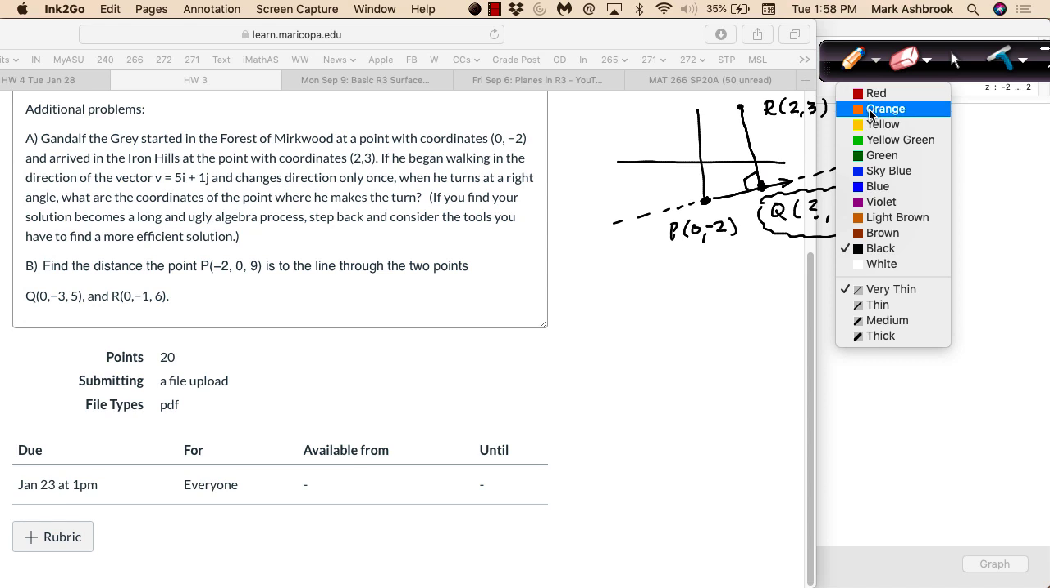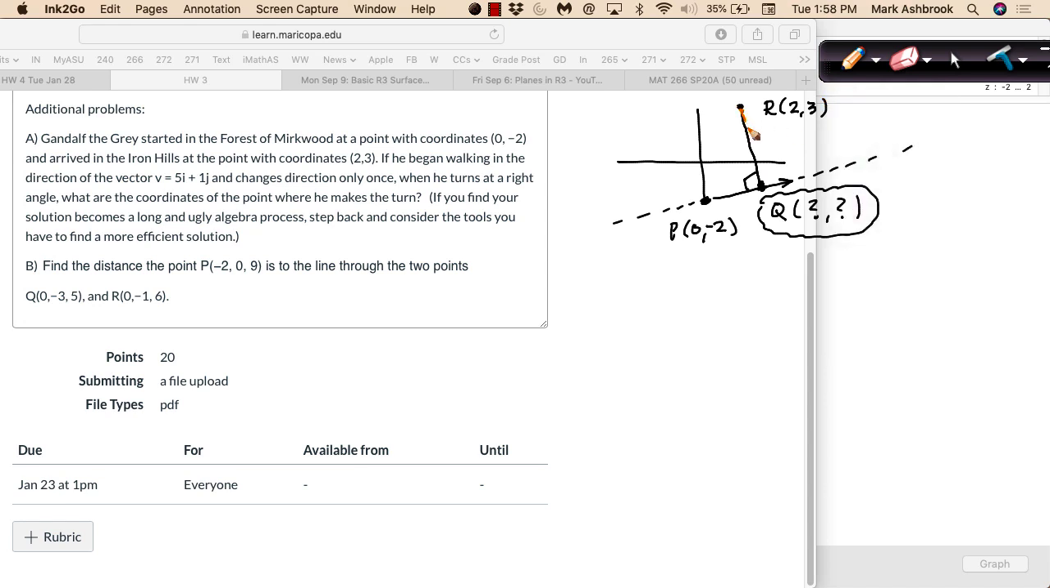I'll make that orange. That's vector QR. Is that anything we know in the situation? Do we have a tool to find that? What's that? Final minus initial. Except Q is our initial. We don't know it. So we're going to use QR to find the initial.